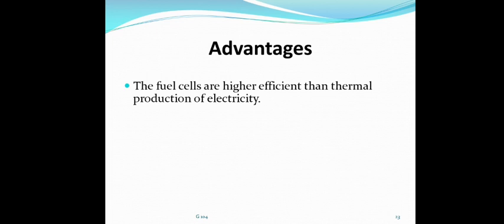So fuel cells are more efficient than thermal production of electricity. Generally, if you want to get the fuel, let us take from coal, hydrogen. If you burn the hydrogen in the presence of oxygen, it produces thermal energy. That thermal energy has to be converted into electrical energy, but that is not efficient. The fuel cell directly gives the electrical energy, so it is more efficient than thermal production of electricity.